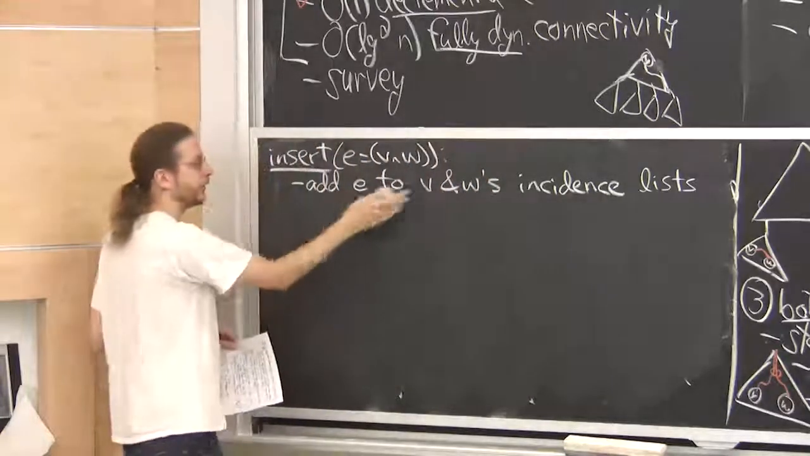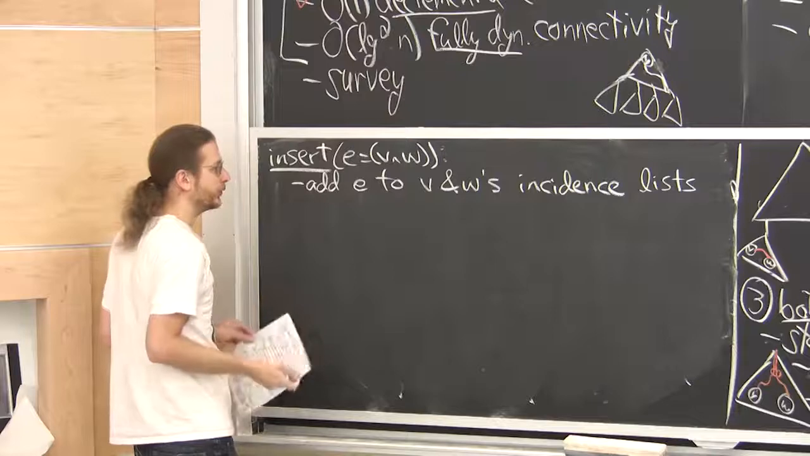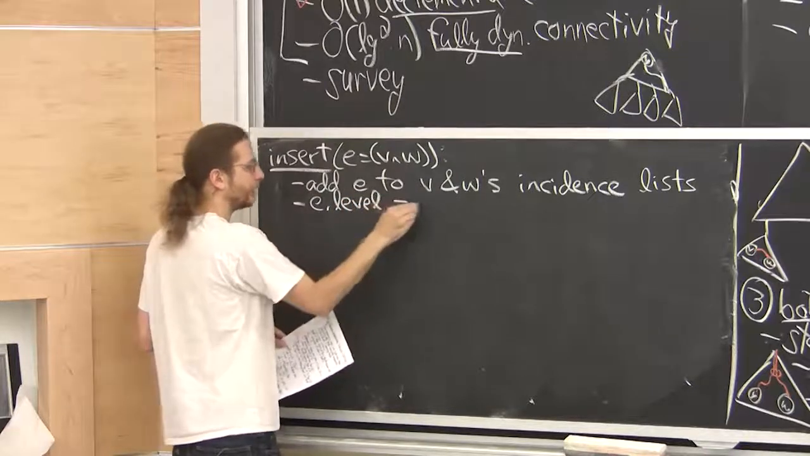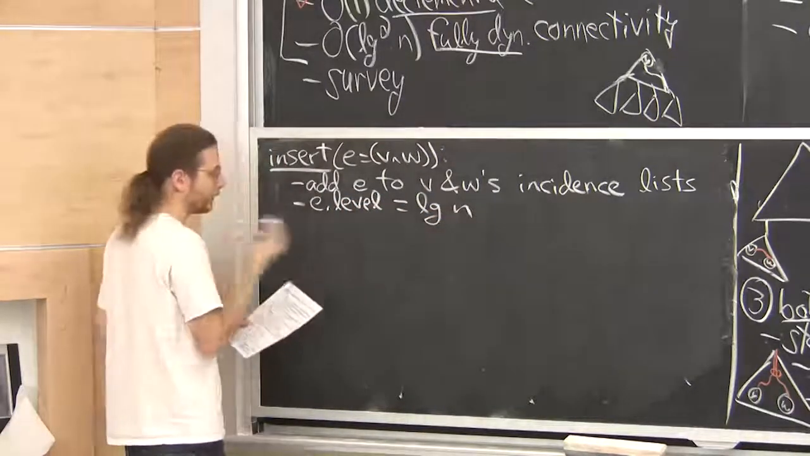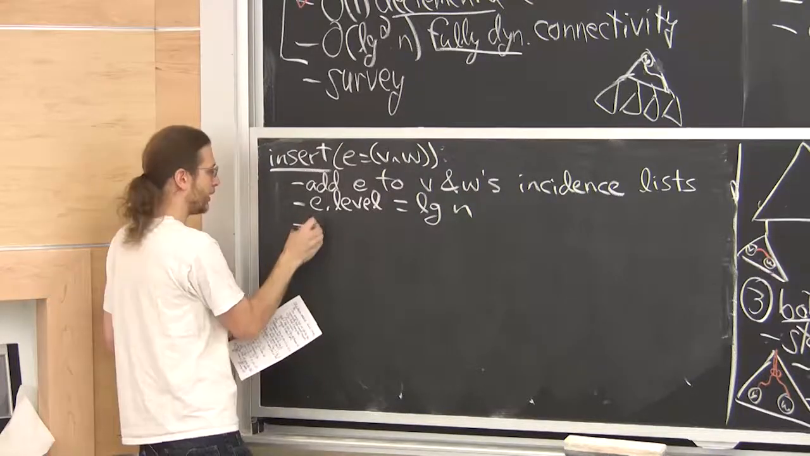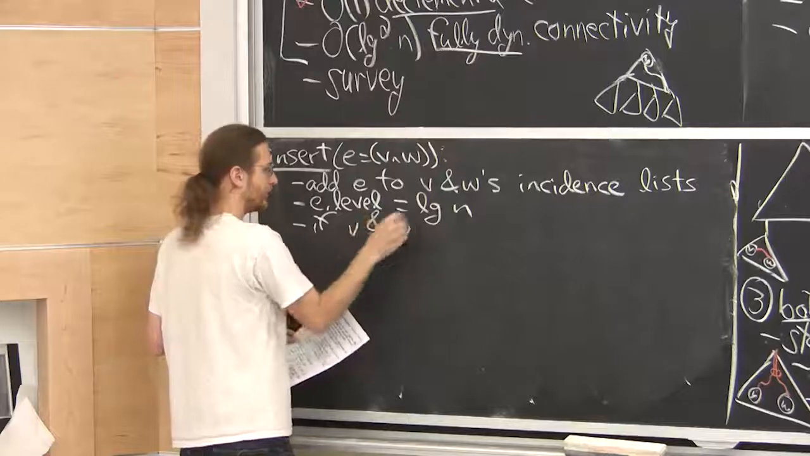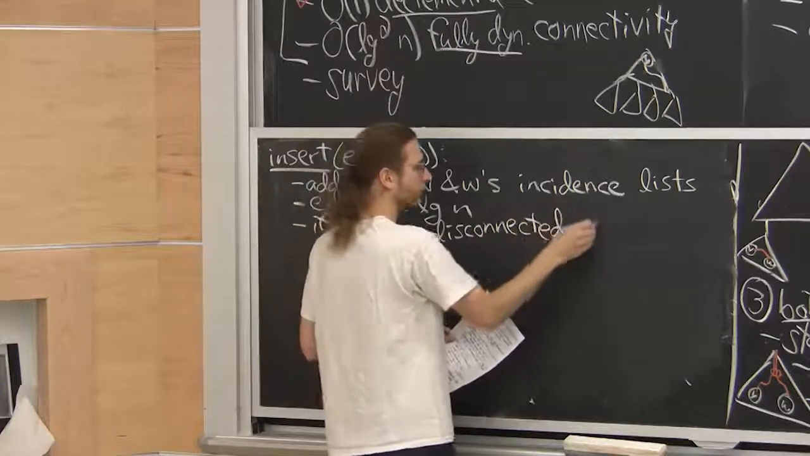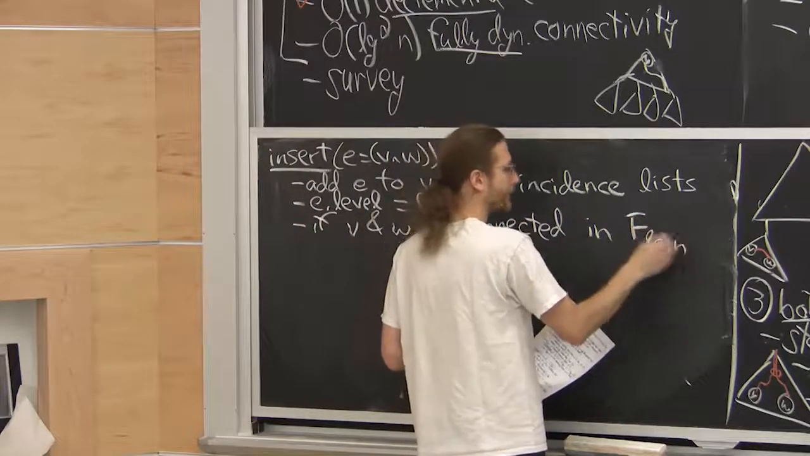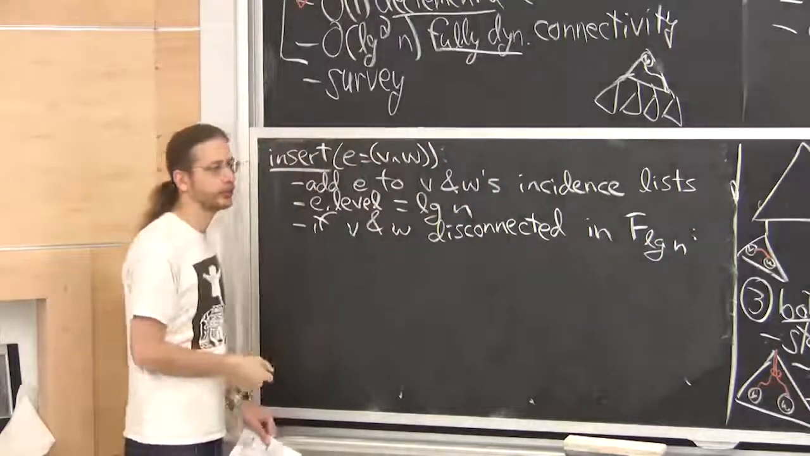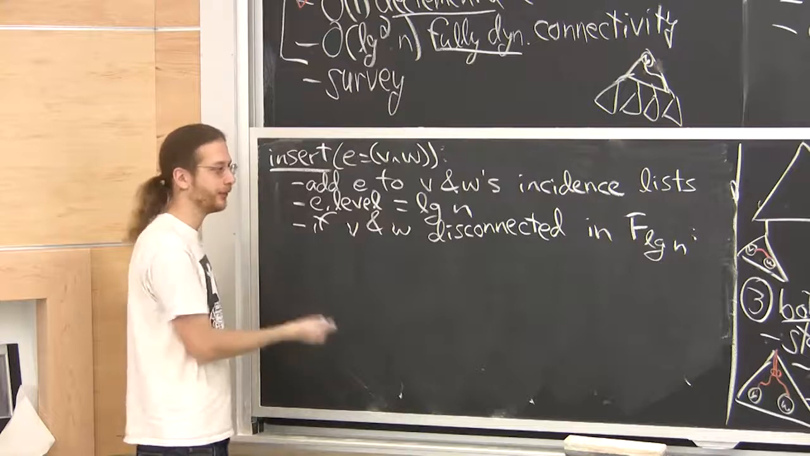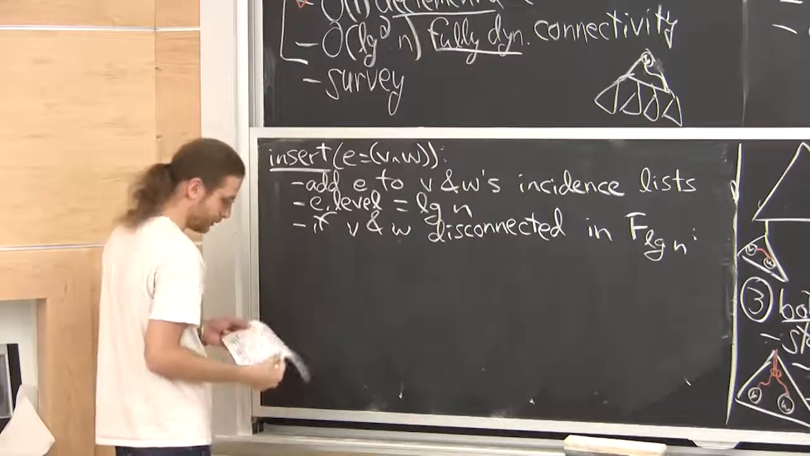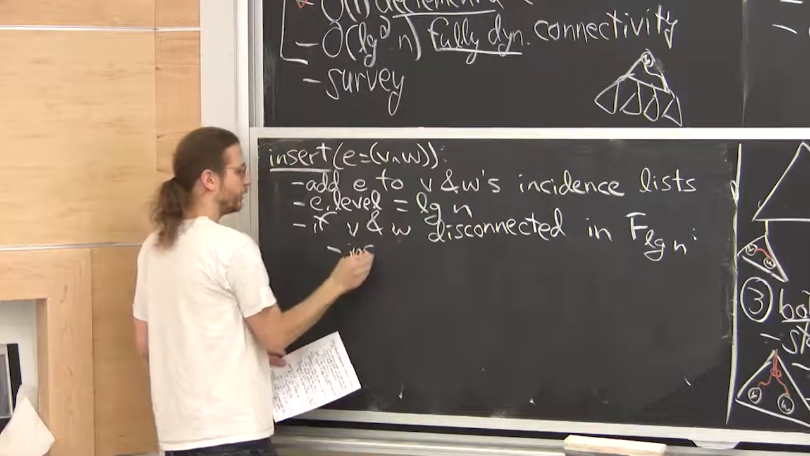Okay, so in constant time, we can add our edge to v and w's incidence list. That's not maintaining any order or anything special. Then we also set the level of the edge to be log n. That's what I said. Every edge starts at level log n. And then there's one more thing, which is if v and w are disconnected in F_log n. So we can tell that because we can do a connectivity query on F_log n. We have that as an Euler Tour tree, so we can see whether v and w are in different components. If they are, we have to merge them. So we merge them. This is what you call an edge insertion.